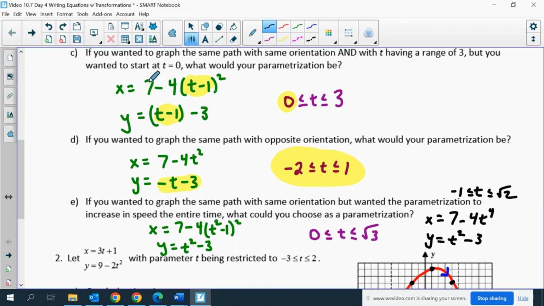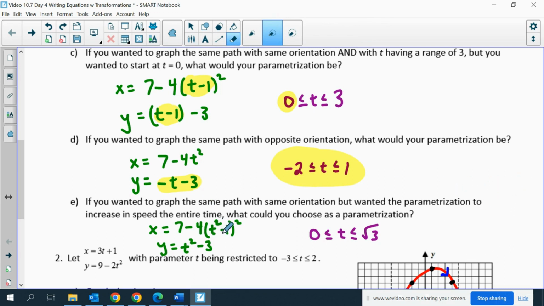And I want it to speed up the entire time. So because I need it to speed up the entire time, that means that I need to actually have a shift with what's happening. So I need to do t squared minus 1 instead of t minus 1. So this should actually be a t squared minus 4. My fault on that. So I end up with 7 minus 4 parentheses t squared minus 1 squared.